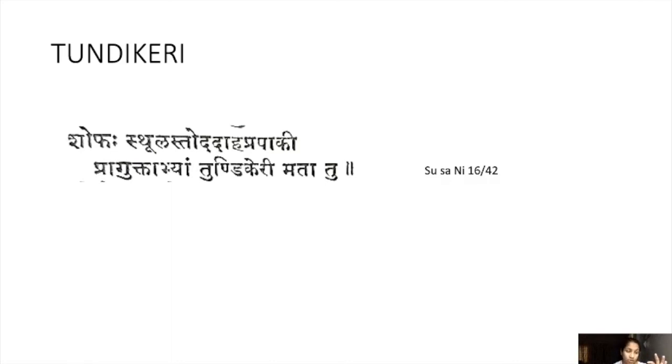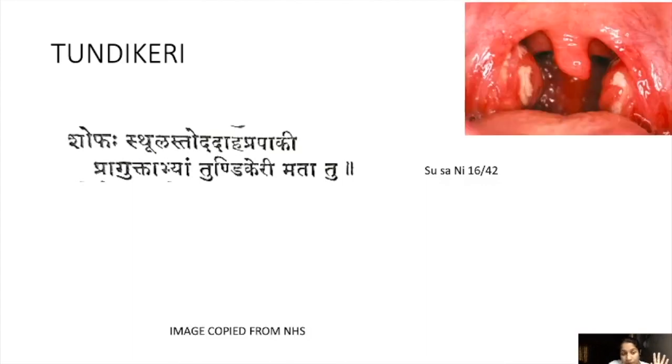So there will be a swelling, a big swelling, Stula, Toda, Daha and Prapaka, and Prag Uktapyam, caused by Rakta and Shleshma, which is the same as Galashundika. That disease is known as Tundikeri, and this disease is mentioned under Kanda Roga in Ashtanga Hridaya, but it is mentioned under Talu-Gata Rogas in Susruta Samhita. So I am mentioning it here. So it is compared to tonsillitis.